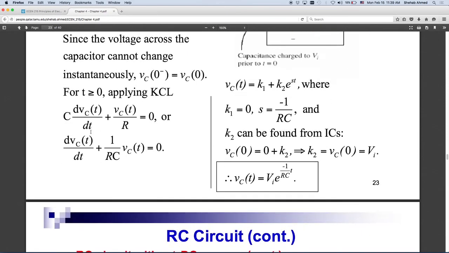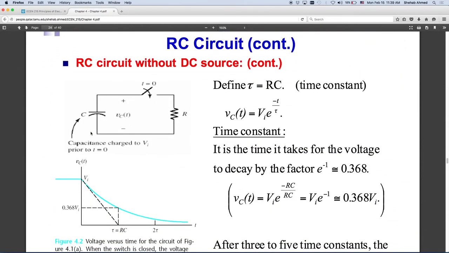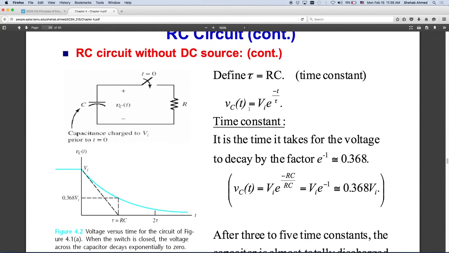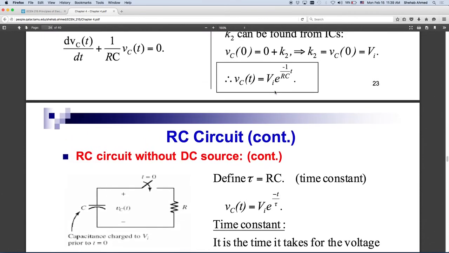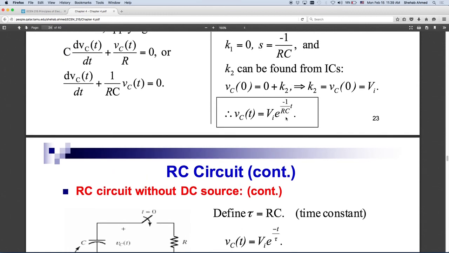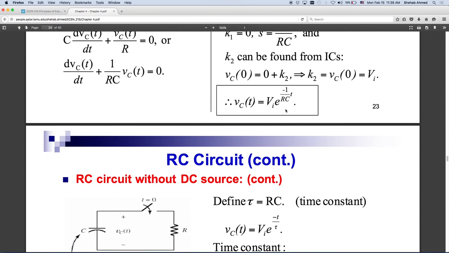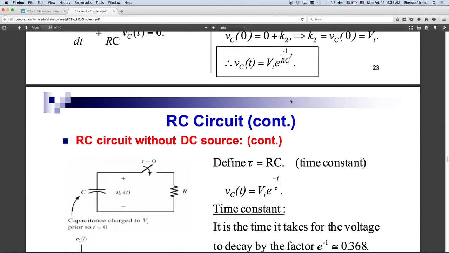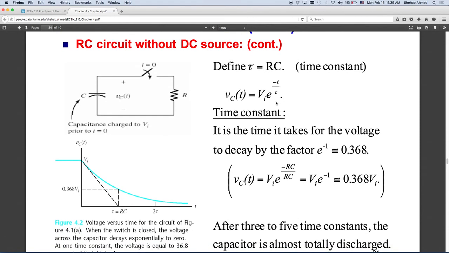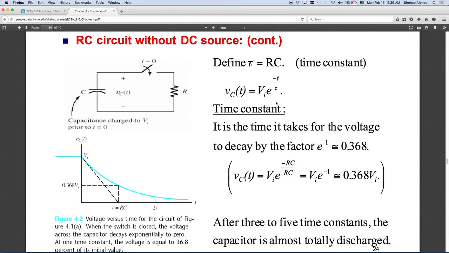Then let's see what the next example is. Here they just apply a few things. They tell you, okay, this is our solution. They took the solution, which looked like Vi e to the minus 1 over RC times t, and grouped R times C and called it tau. They rewrote it as minus t over tau instead of minus t over RC, and tau is called a time constant.